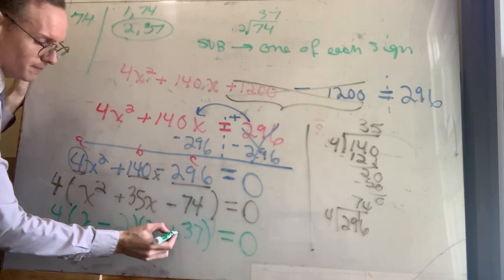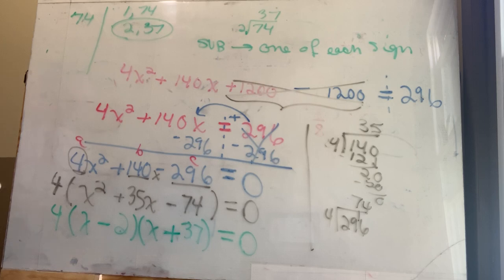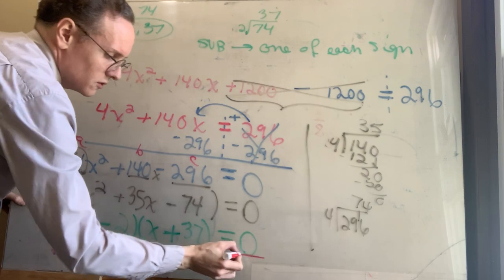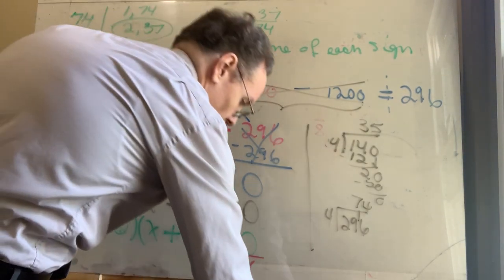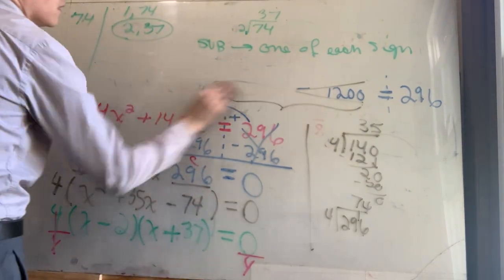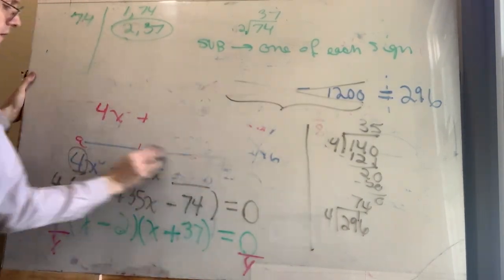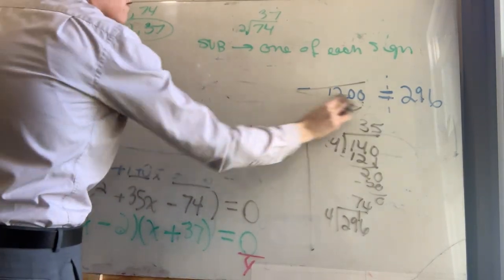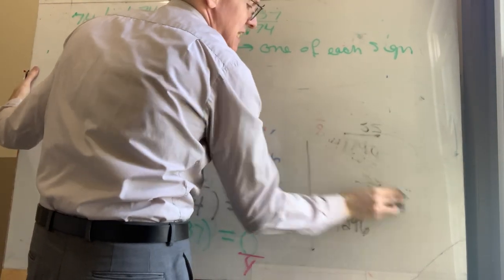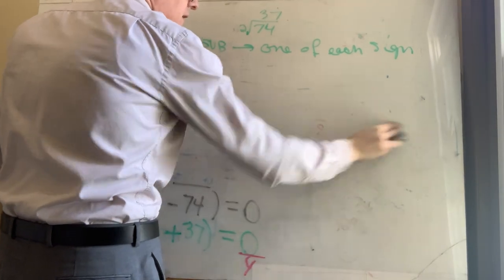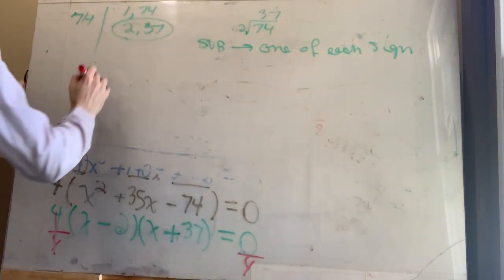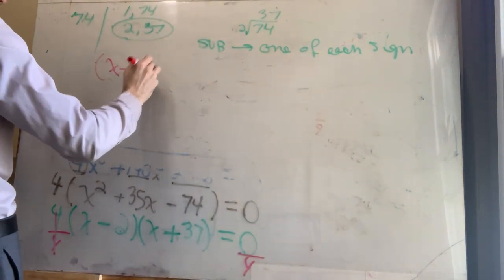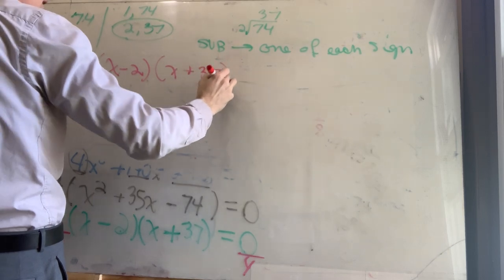Okay, almost done. This is factored. Again, if you want to, you can divide out 4 here. Divide out 4 here, and the 4s cancel. And then you're left with this. You end up with x minus 2 and x plus 37 is equal to 0.